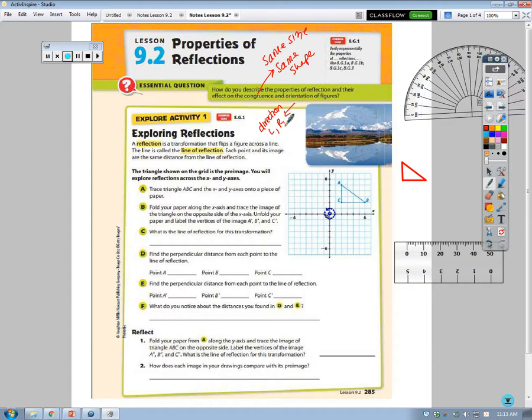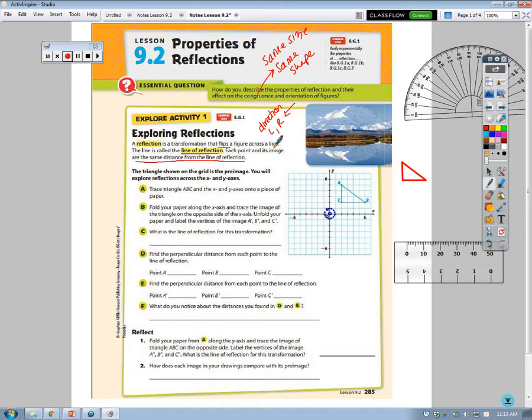So what we have here in Explore Activity 1 is we are exploring reflections. A reflection is a transformation, right? That means the type of transformation that flips a figure across a line. The line is called the line of reflection. Each point and its image are the same distance from the line of reflection. So each point, original point, and its image, so its changed point, are the same distance from the line of reflection. That's important to remember.